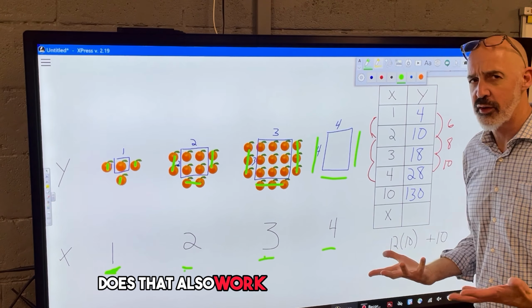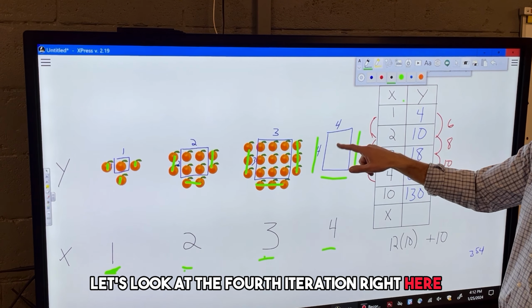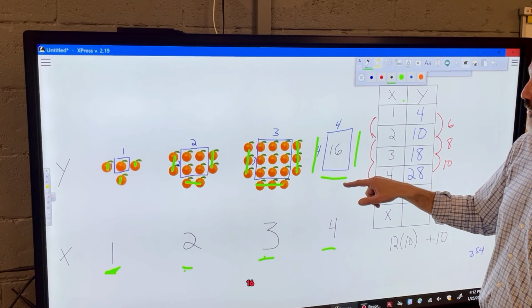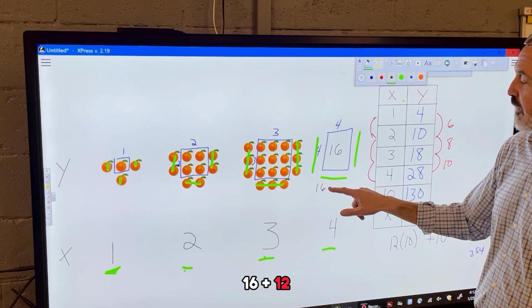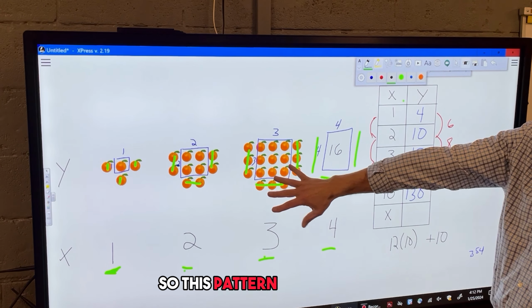So does that also work for the total number? Let's look at the fourth iteration right here. So 4 by 4 will be 16 oranges, plus 4, 8, 12. 16 plus 12. Does that give us 28? Yes, it does. So this pattern also works.